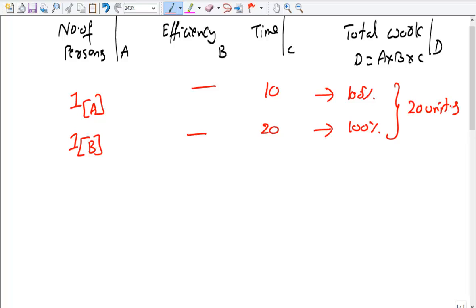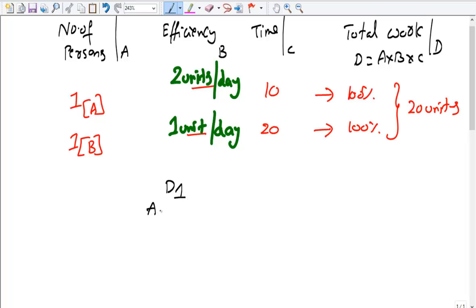Since the total work is 20 units and A takes 10 days to finish, it means that the capacity of A is 2 units per day. And then capacity of B is 1 unit per day. Now, along with C, they worked for 4 days. That means that on day 1, it's A, B, C, and on day 2 also, day 3 also, day 4 also, every single day.